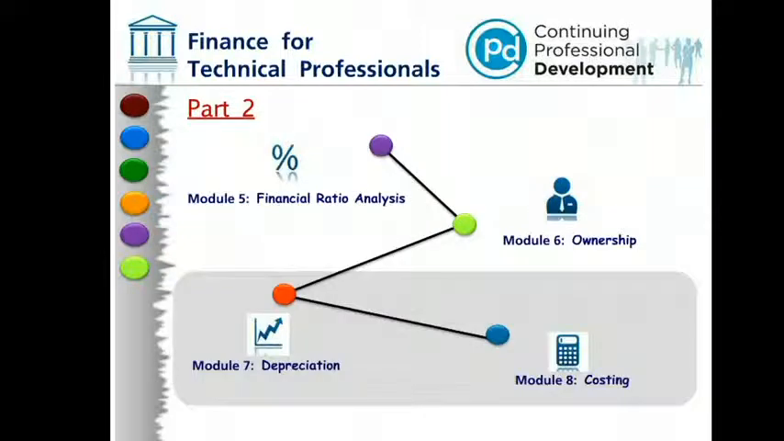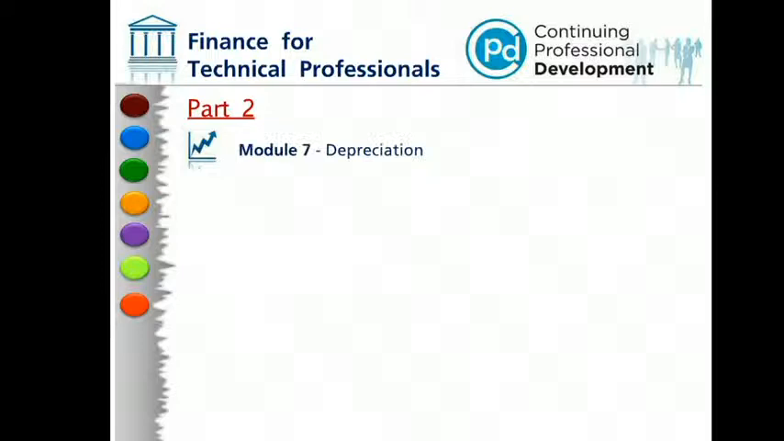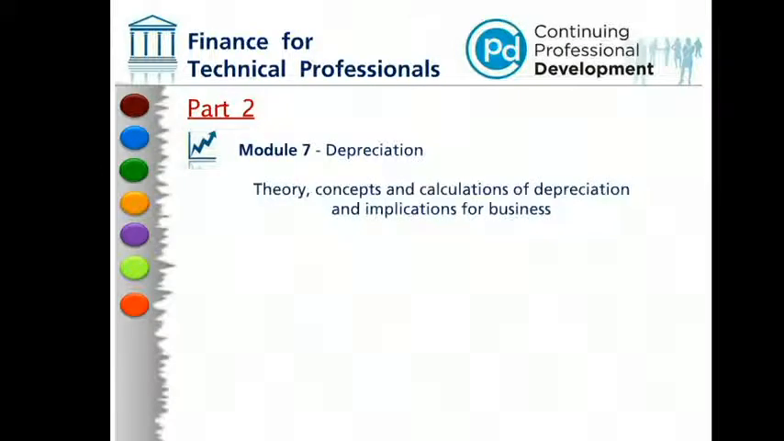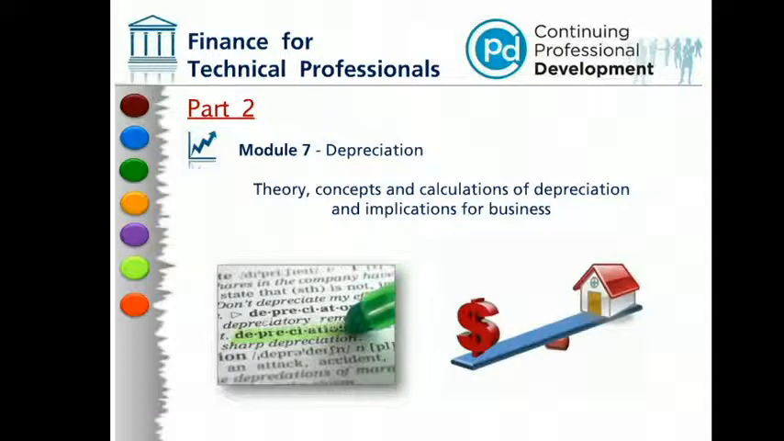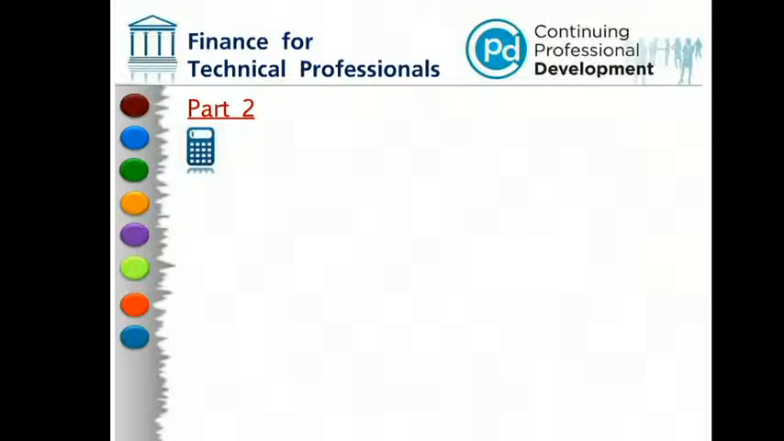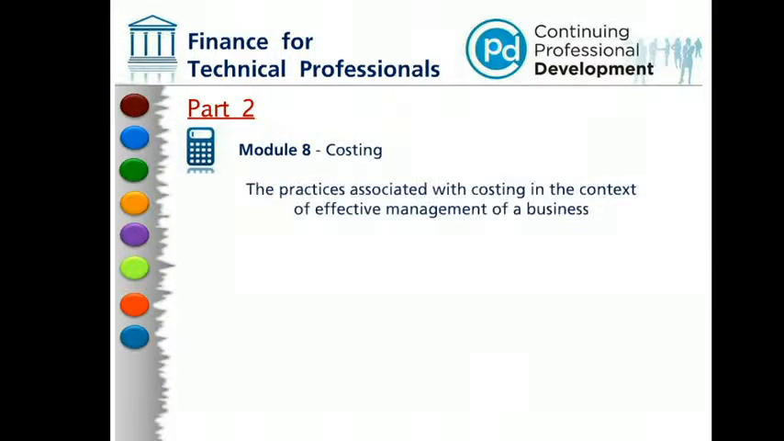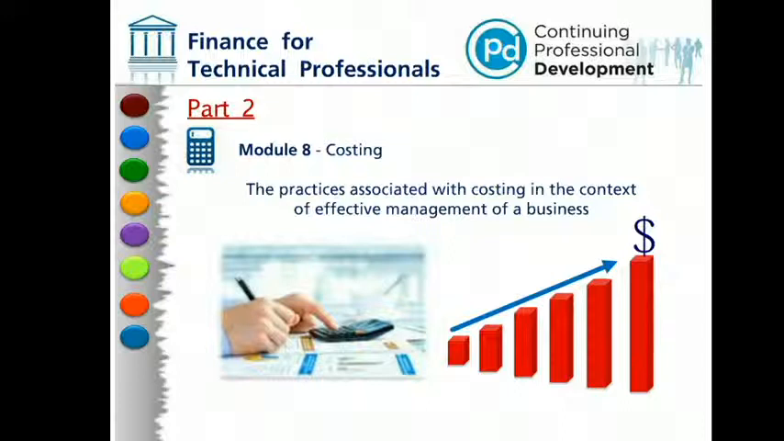The last two modules of Part 2 are concerned with practical matters. Module 7, Depreciation, deals with the theory, concepts, and calculation of depreciation and the implications for business. This topic warrants a separate module because of the large influence that assets, their costs, and replacement have in most business activities. Module 8, Costing, introduces you to the practices associated with costing in the context of effective management of a business. This is covered from the point of view of both the recording and the forecasting of costs, so that you have accurate information to manage business activities.